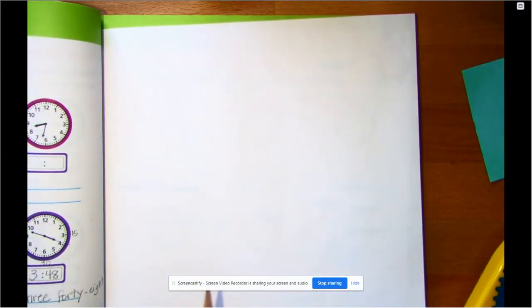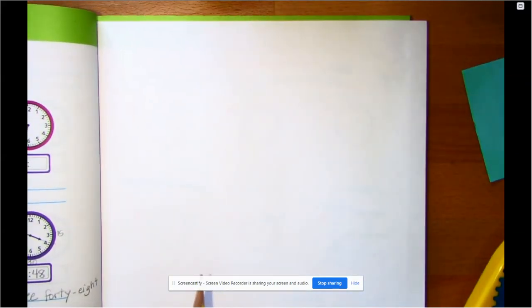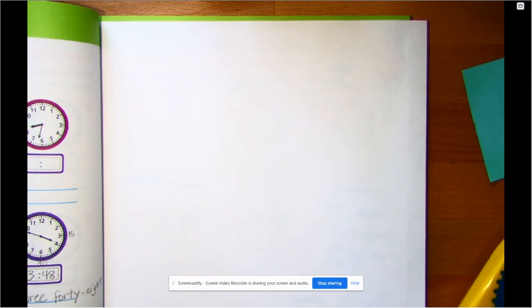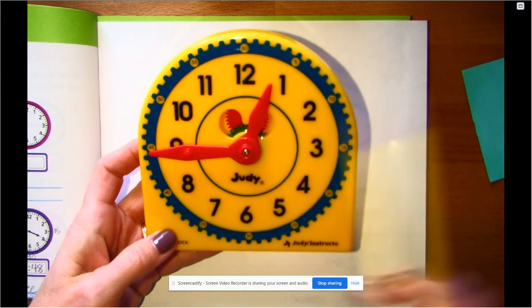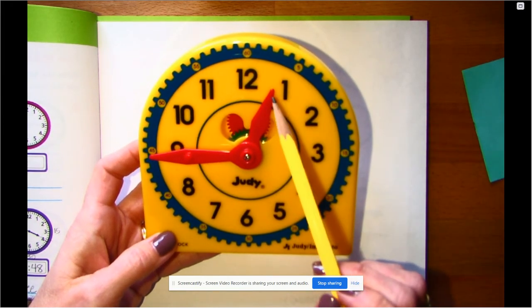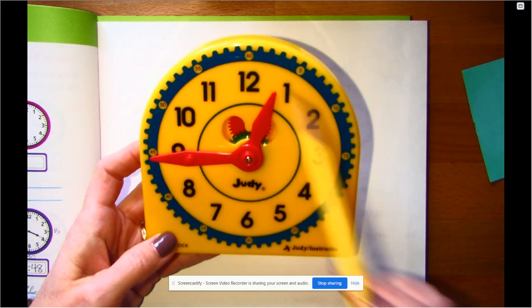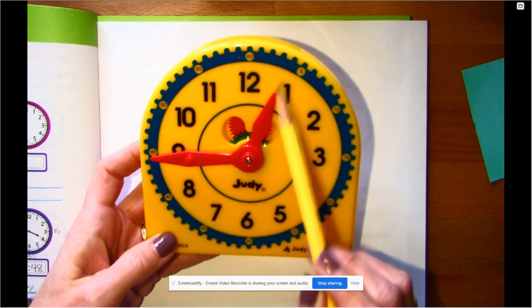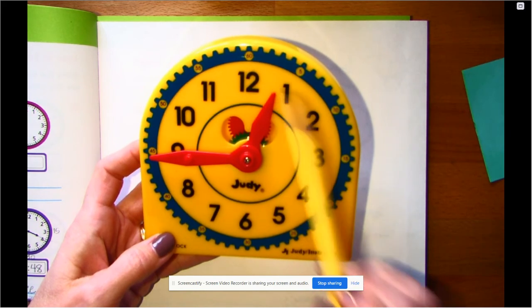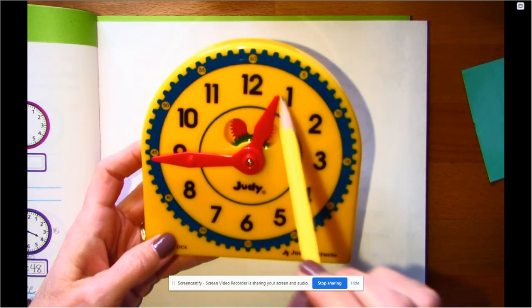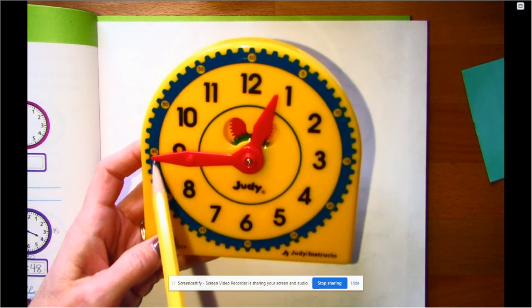Hi, third graders. We are going to work on time before and after an hour. I want you to look right now on my clock. The time on the clock is 12:45. Right? We're between the 12 and the 1 o'clock hour. It's not quite 1 yet, right? That hour hand has not made it around there. But my minute hand is at 45 minutes.